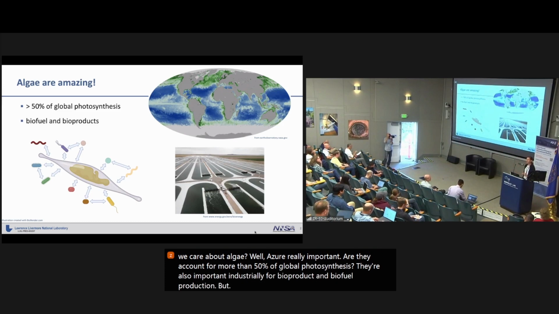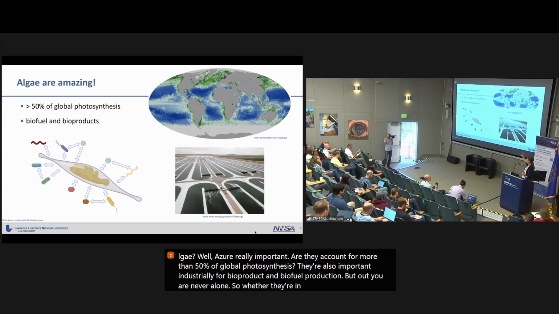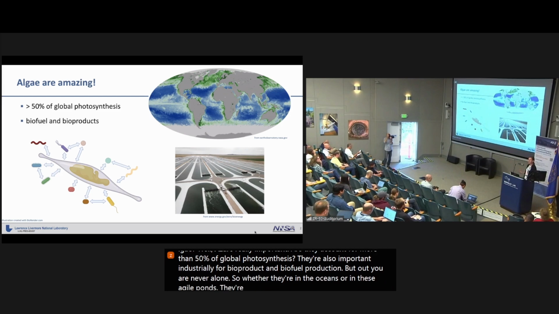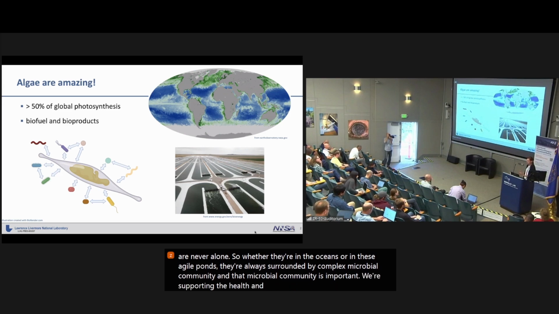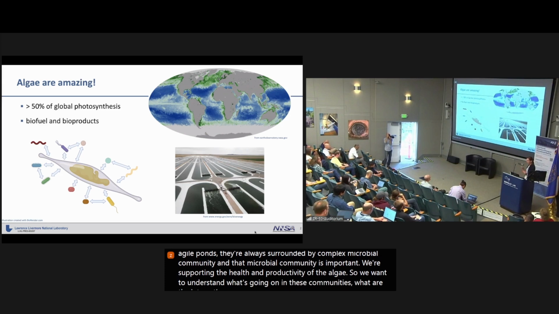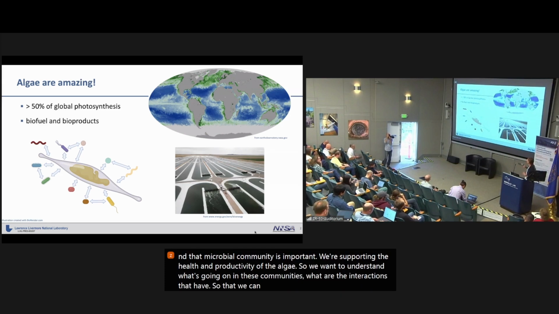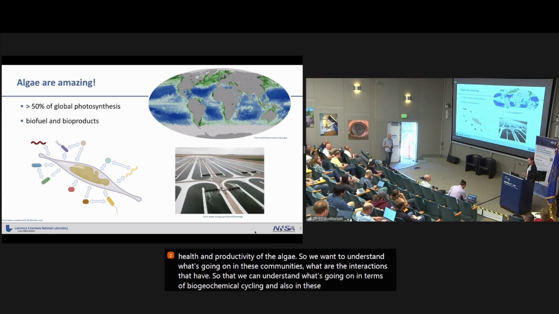But algae are never alone. Whether they're in the oceans or in these algal ponds, they're always surrounded by a complex microbial community. And that microbial community is important for supporting the health and productivity of the algae. So we want to understand what's going on in these communities, what the interactions are, so that we can understand what's going on in terms of biogeochemical cycling and also in these industrial algal processes.